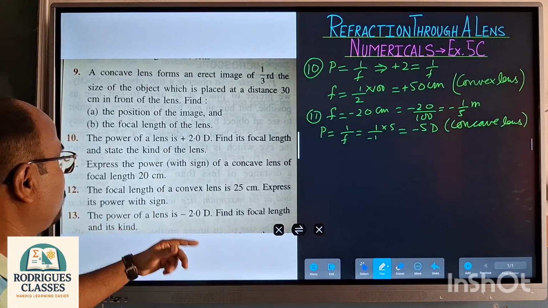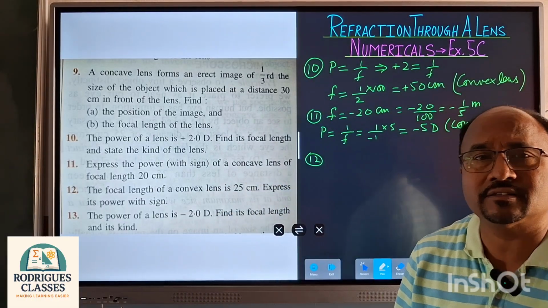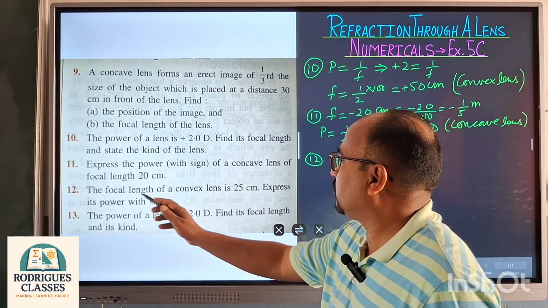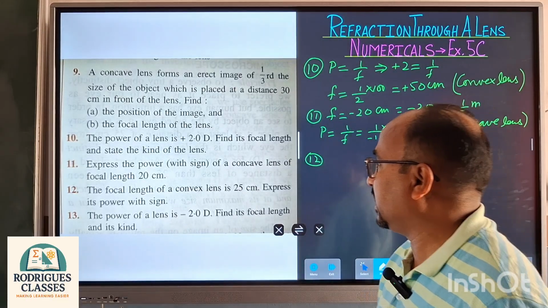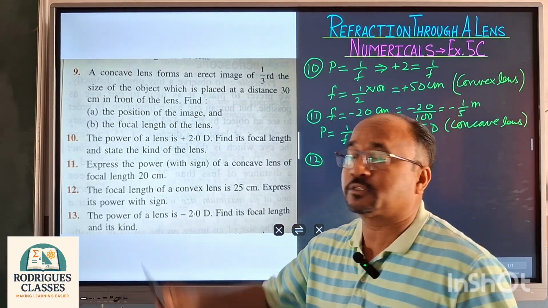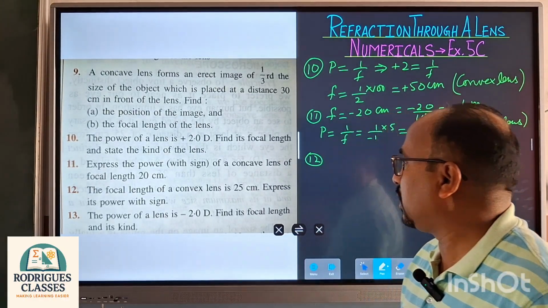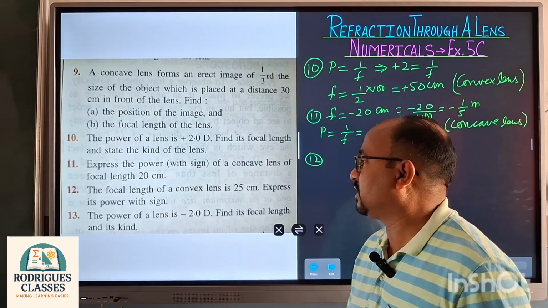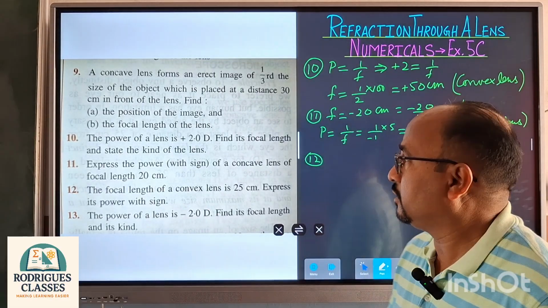Okay. Let us come to the 12th one and see what the numerical tells us here. Okay, find the power of a convex lens. Now the focal length of a convex lens is given to us, 25 centimeter. Express its power with sign. So focal length is given to us, we have to find its power, and with the sign, convex lens will be positive, so the power will also come in positive.